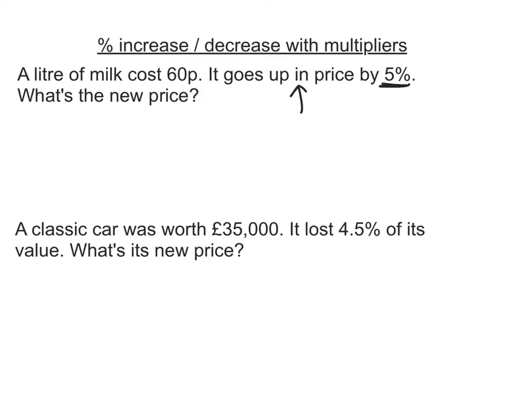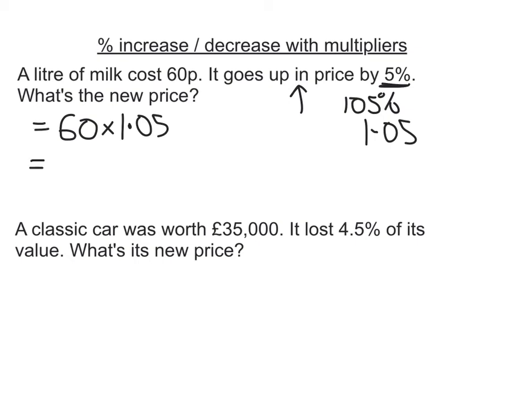So to work out the multiplier, we add 5 to 100%, so we're going to have 105%, and then we work that out as a decimal, so 1.05. So work out what the cost of the milk is now. Well, we take our original price and then multiply it by our multiplier. We can put that into our calculator, and the answer we get is 63p.